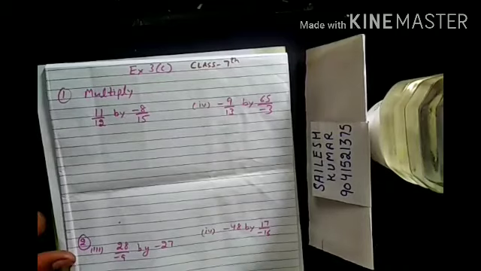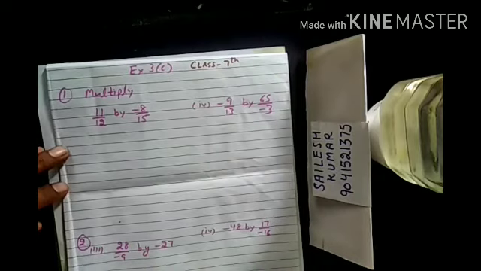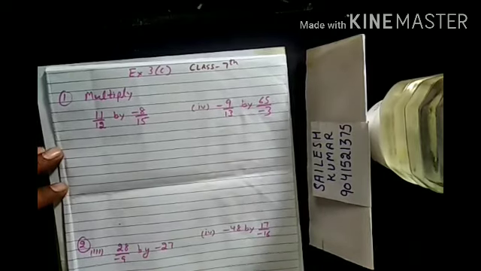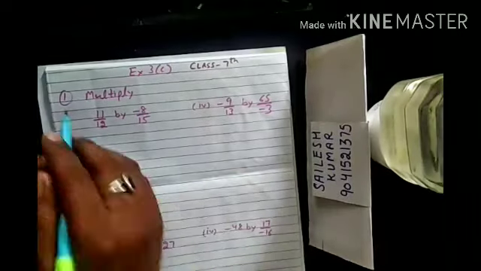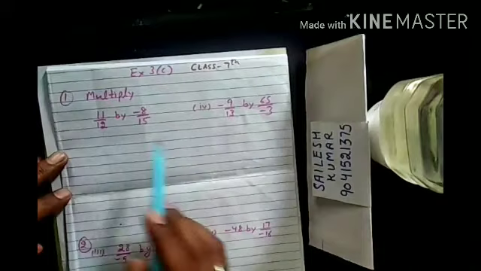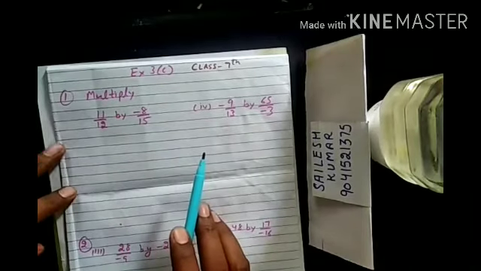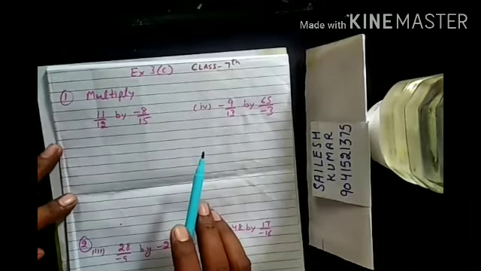Today our topic is rational numbers, and in this topic we will learn how to multiply rational numbers. So we see multiplication. First, this is question number 1 and we will solve its two parts. So to bring an idea of the multiplication of rational numbers.